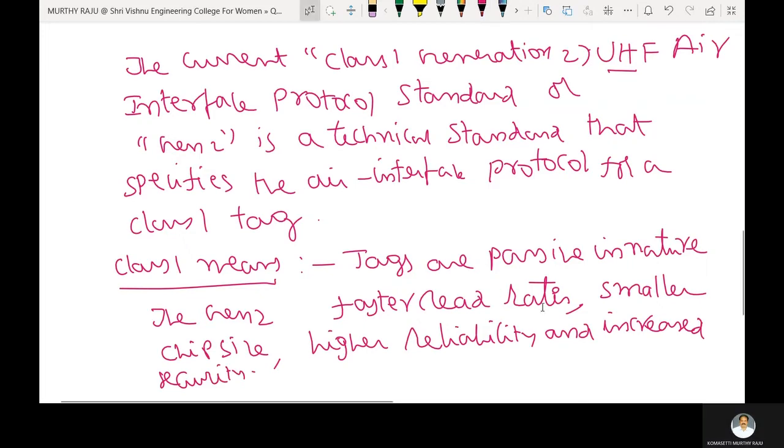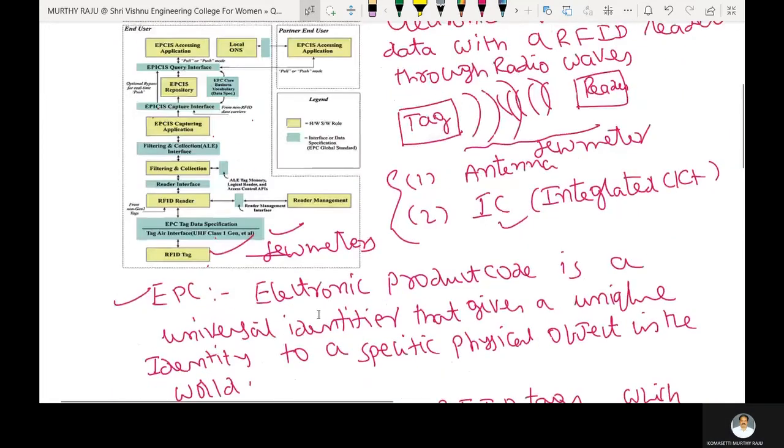These are the protocol standards. This one is also completed. EPC tag data specification, tag air interface UHF Class 1 Generation 2. This is the protocol version.